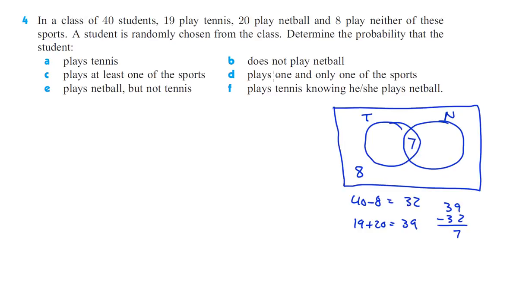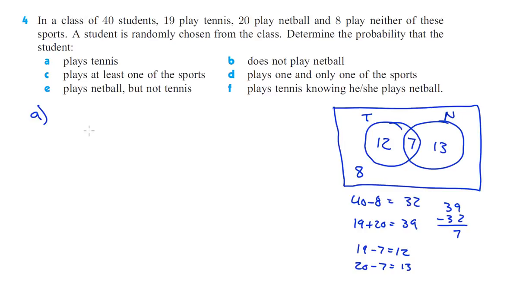So if there's 19 total that play tennis, we already have counted 7 of those in the middle. So that means that only 12 of them play just tennis. And if there's 20 that play netball altogether, we have 7 that also play tennis. That means that there's 13 that only do netball. Okay? So now that we've got this Venn diagram filled in, these questions up here should be a lot easier.